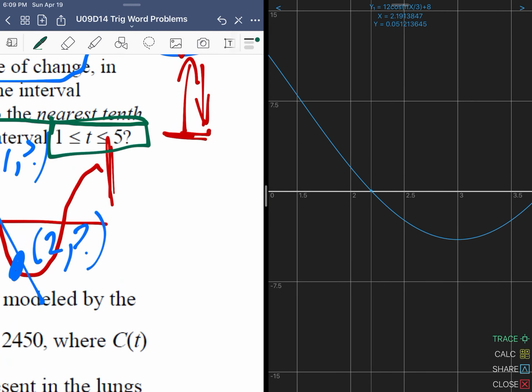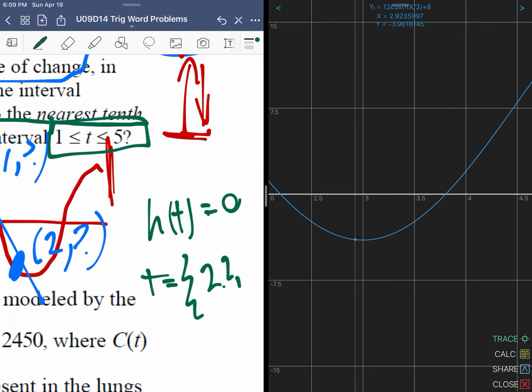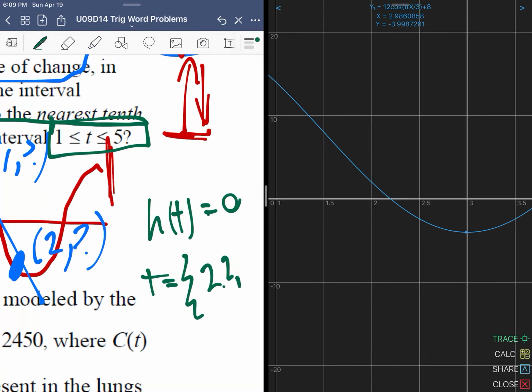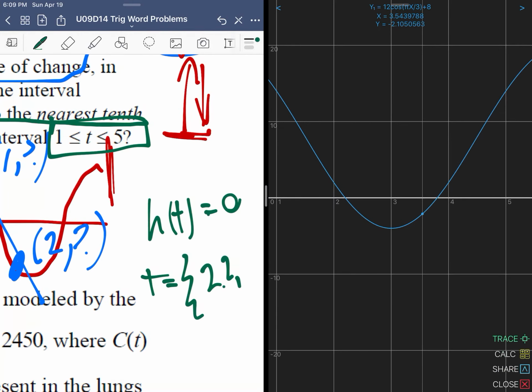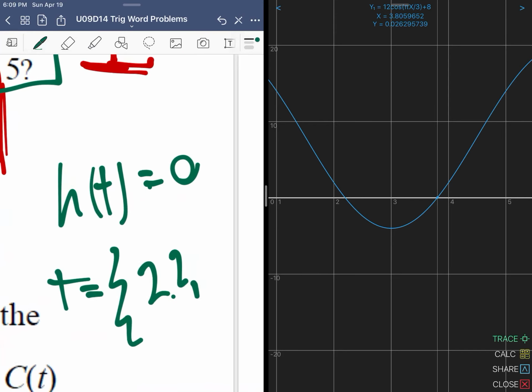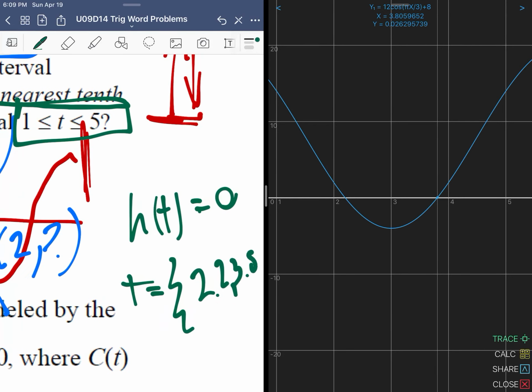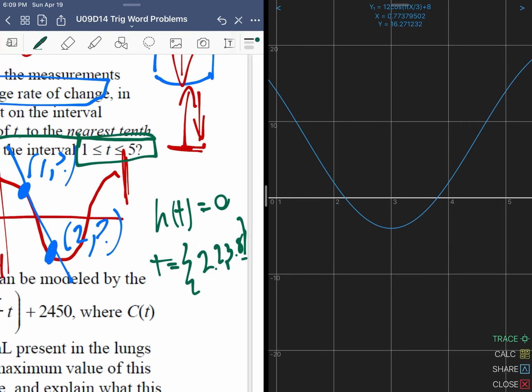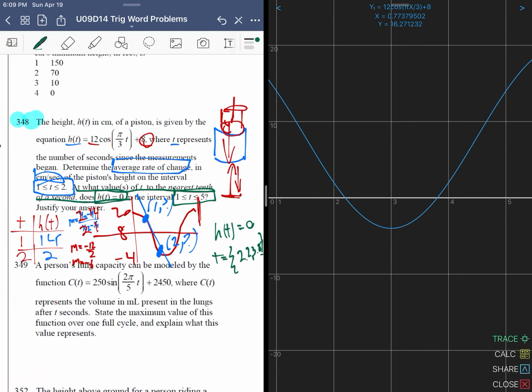So for this, h of t will equal 0 when t is equal to 2.2, and let me just scroll this over. Where did I lose my point? Here, approximately 3.8. And there are similar ways to do this with a regular calculator, which I don't have on hand for this question at the moment.